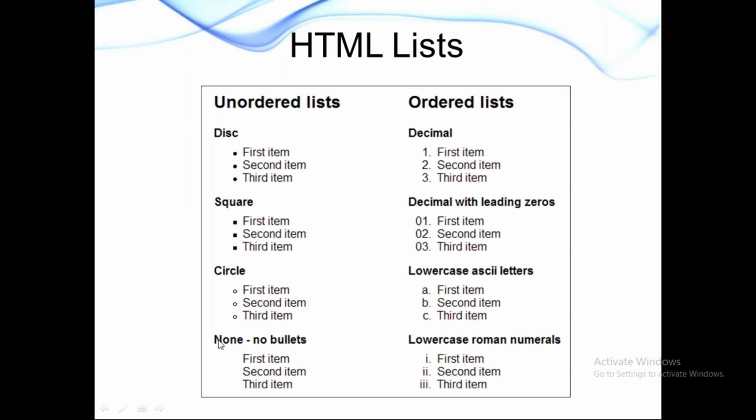For the unordered list, you can choose three types of bullets. That is disc-shaped bullets, which is the default. Square.